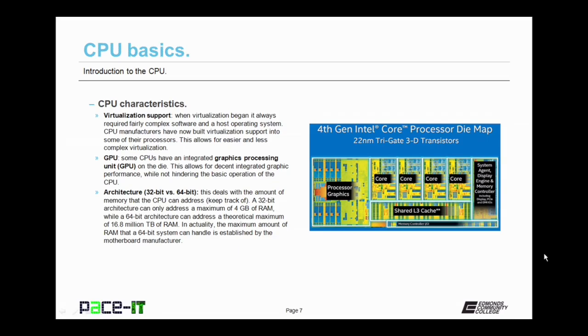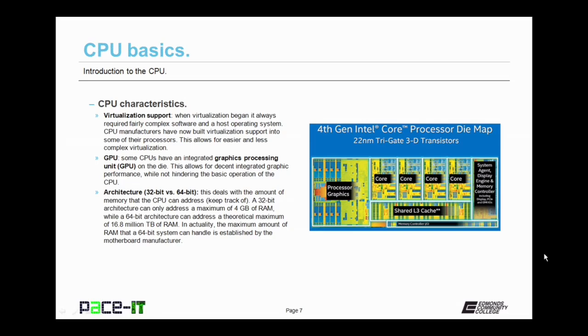Some CPUs have virtualization support. When virtualization began, it always required fairly complex software and a host operating system. CPU manufacturers have now built virtualization support into some of their processors. This allows for easier and less complex virtualization.